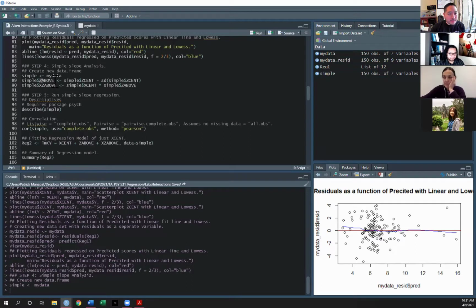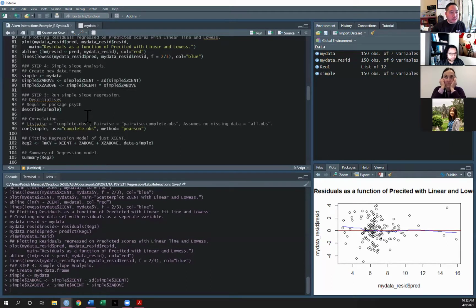So again, to get z above, we're going to take our z-centered variable and subtract the standard deviation of that z-centered variable. And then to get the interaction, which I'll call xz above, we're going to take the x-centered variable and multiply by the z above variable. So again, this is just getting our interaction term when we multiply x-centered by our new z above. So I'll go ahead and create these new variables, and then we can get descriptives.